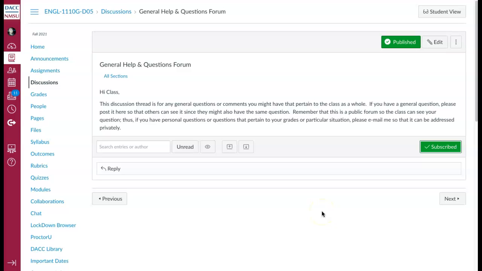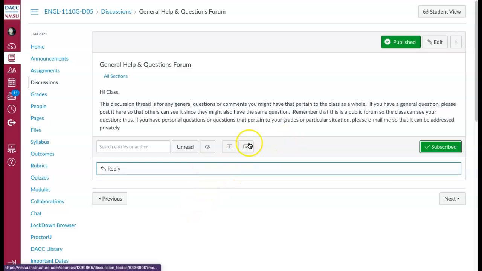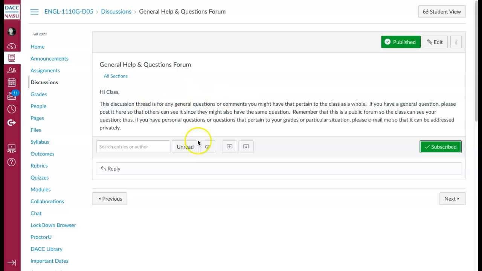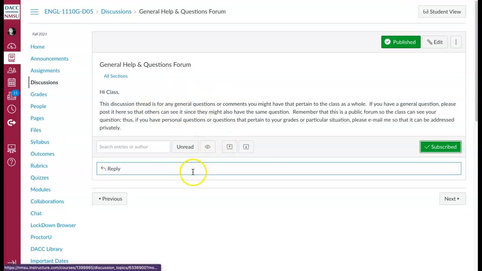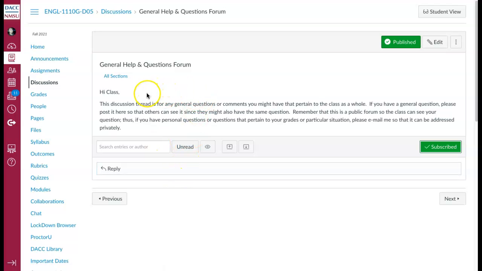However, if you have a personal question that pertains only to you, like a question about your grade, don't post that here because that's personal information, so we don't want people to see it. This right here is a question that everybody in the class can see. So if it's a personal question, don't post it here. Just go ahead and email me for those. But if it's a general question about the course, Canvas, or an assignment, you can go ahead and post it here.